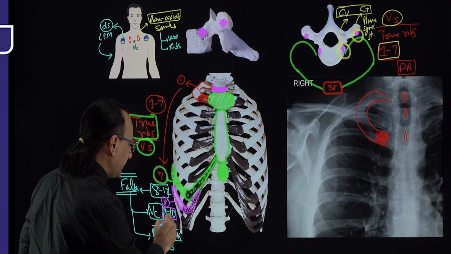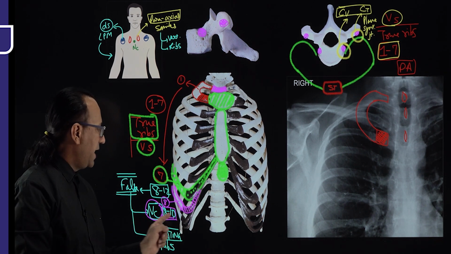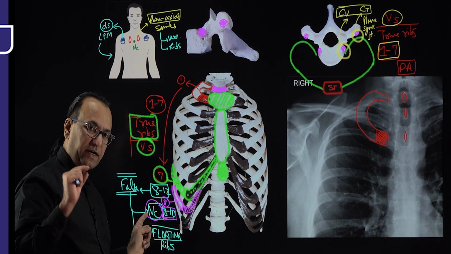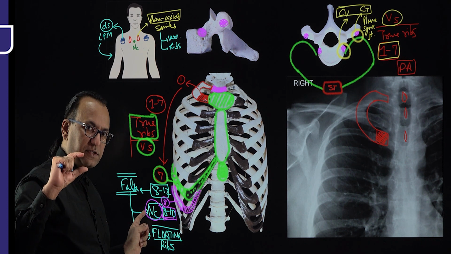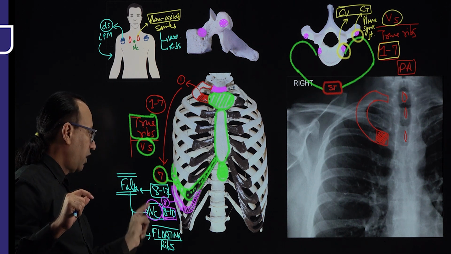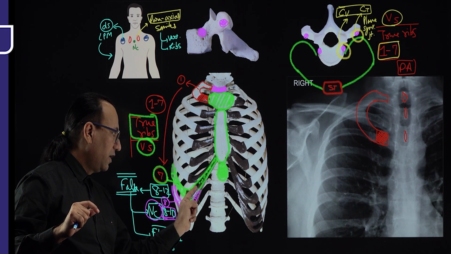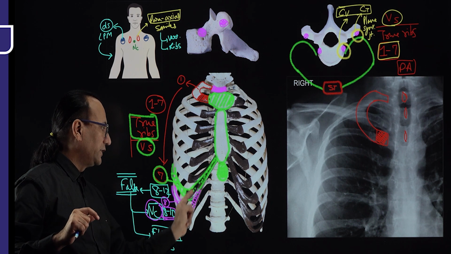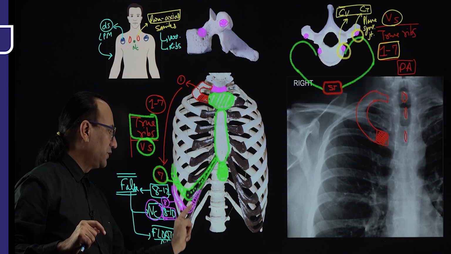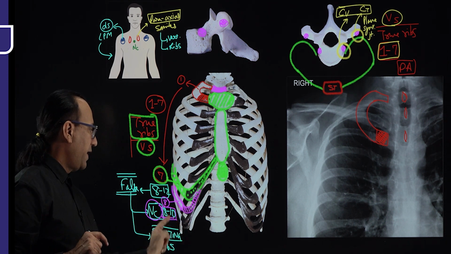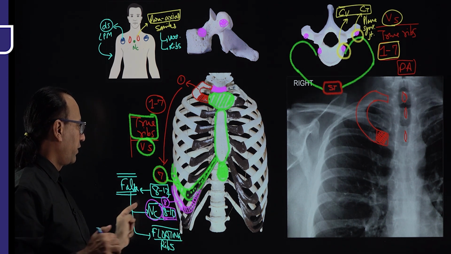So rib number 8, 9, 10, which are called vertebrochondral, get the name because posteriorly they are attaching to the vertebra, but anteriorly they are not attaching to the sternum. They are false ribs. They are attaching to the costal cartilage of the next higher rib. So the 8th rib will attach to the 7th rib. Similarly, the 9th will attach to the 8th and the 10th will attach to the 9th rib. Now, rib number 8 to 10 are vertebrochondral, the false ribs.